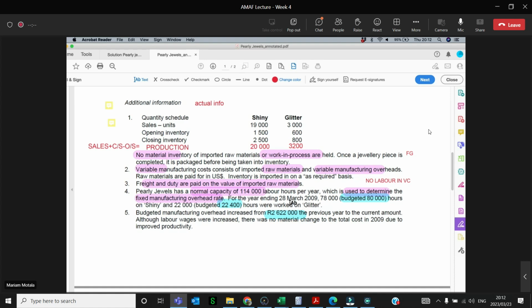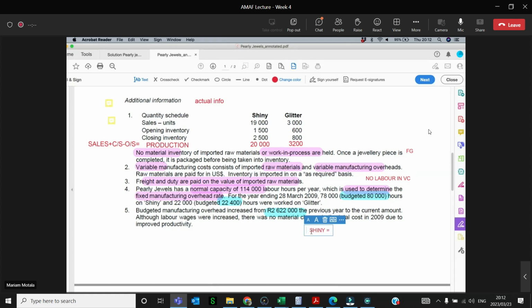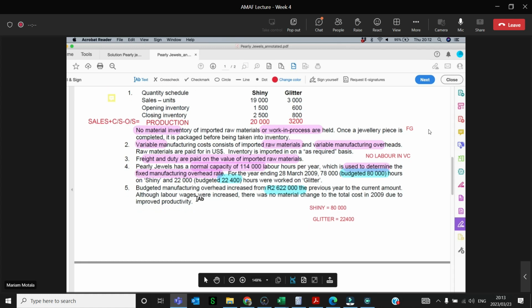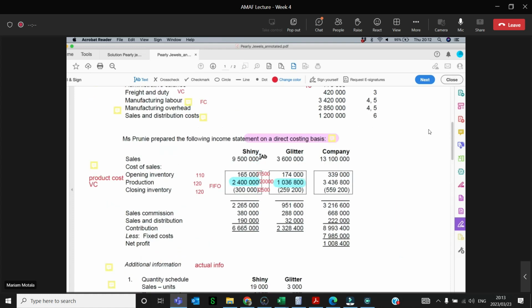And then it is, for a particular period, the budgeted for shiny and glitter. So we have shiny, and the budgeted hours for shiny is 80,000 hours. The budgeted for glitter is 22,400 hours. Okay? And budgeted manufacturing overheads increased from 2,622,000 the previous year to the current amount.